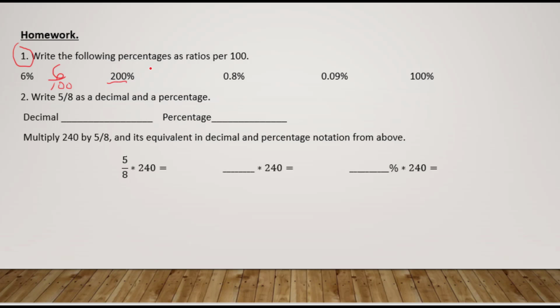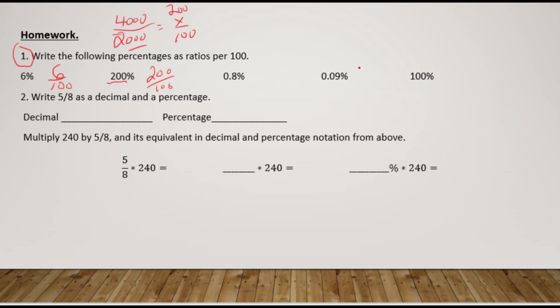You can have more than 100% of some things. This is 200 over 100. I'll just give you an example. If I had a 2,000 calorie per day diet and I ate 4,000 calories, what percent of my daily intake of calories did I have? Well, it's going to be 200.